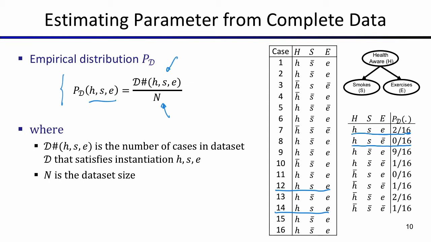We have another case here that seems to be very common. It is a person that is health aware, is not a smoker, and exercises. So I'm going to count 9 cases of this instantiation here. So 1, 2, 3, 4, 5, 6, 7, 8, and 9. All right, it seems correct.